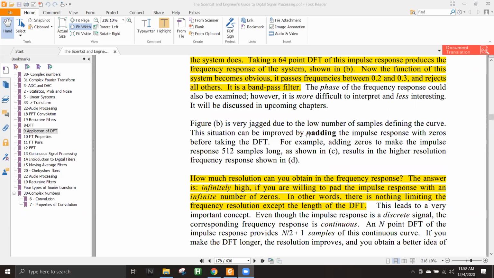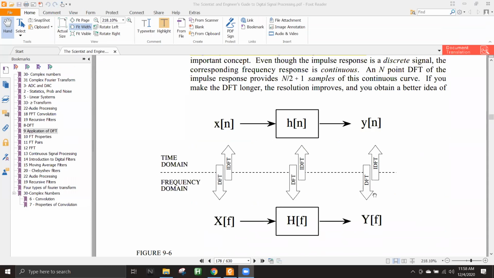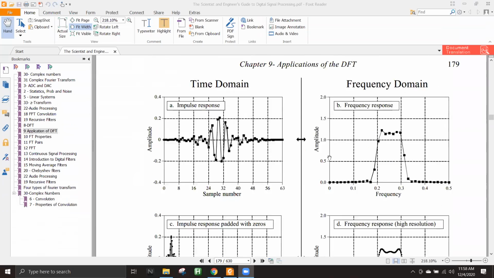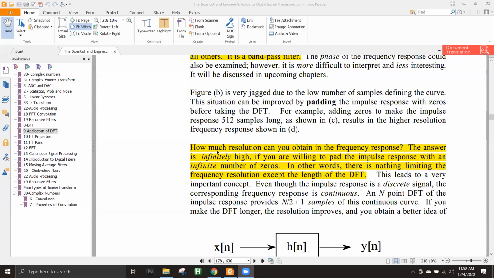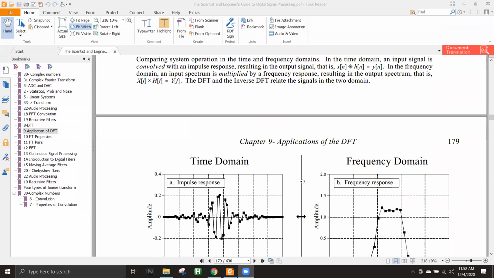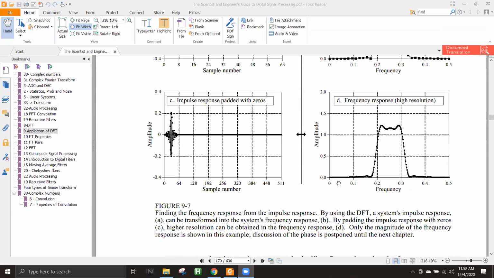Okay, so there are also other things: with what we said here, by padding we can make this even better. So now the next thing is, how much resolution can you obtain in the frequency response? The answer is infinitely high if you are willing to pad enough zeros. In other words, there is nothing limiting the frequency resolution except the length of the DFT. So even better than this was possible. In the limiting case where N tends to infinity, capital N tends to infinity, we'll get the best frequency response.